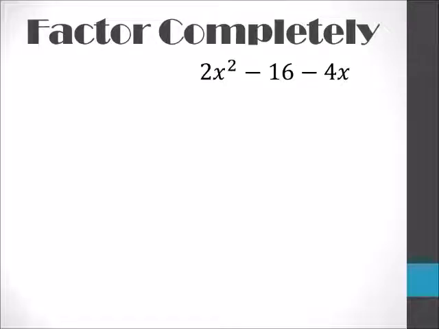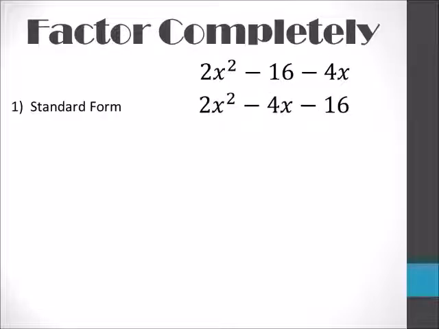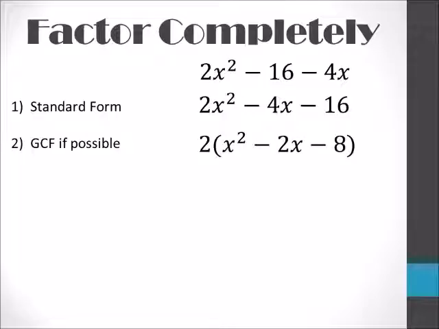If you were asked to factor 2x squared minus 16 minus 4x completely, you want to first make sure that your expression is in standard form. In this case, our expression is not in standard form. Again, standard form is from highest to lowest degree. So we must rewrite our expression as 2x squared minus 4x minus 16. Then you want to see if you can divide out a GCF. You can, in this case, divide out a 2. So our expression will now be 2 times x squared minus 2x minus 8.